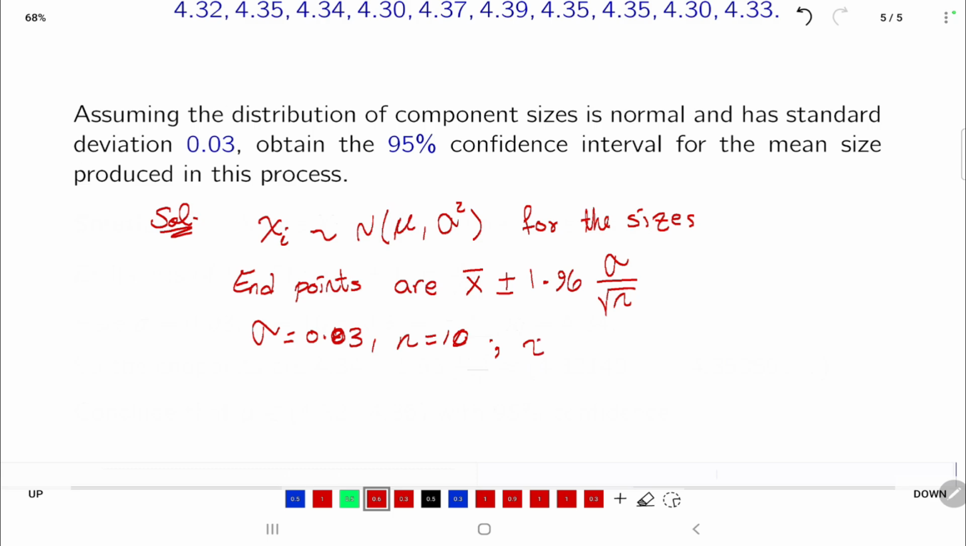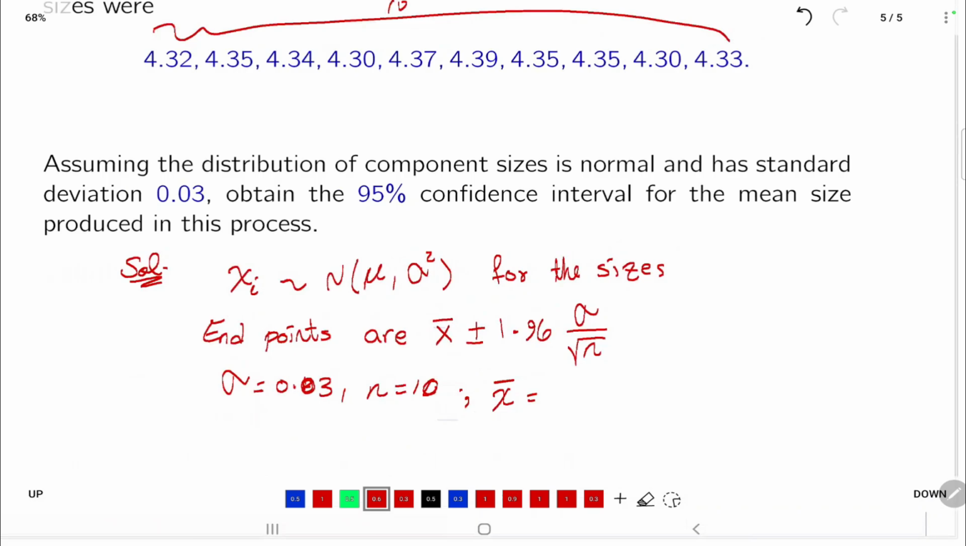x bar, how to calculate x bar? X bar is the mean values of this one. So it is summing up all these values divided by the number of the components. So it is 1 over 10 summation of x i, i from 1 to 10. So 4.32 plus 4.35 and so on, divided by 10.